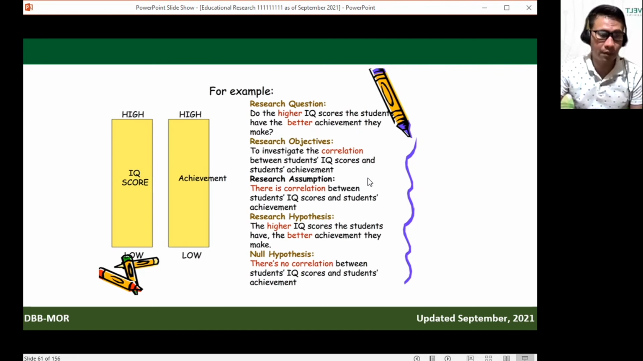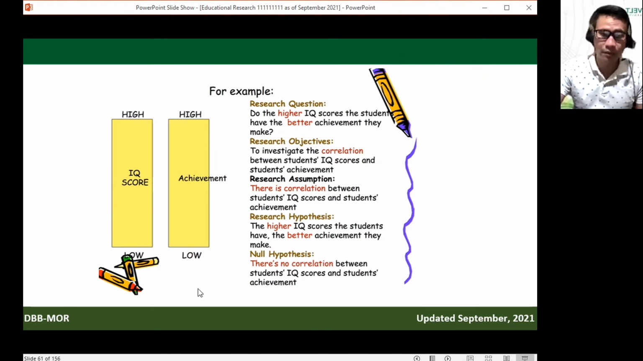Here is another example, comparing the two variables, IQ score and achievement. The research question that can be used here is this: do the higher IQ scores the students have, the better achievement they make? If a particular student has a high IQ, will that particular student perform better? And the research objective is to investigate the correlation between students' IQ scores and student achievement. In the template provided, we don't need to include the research objectives.